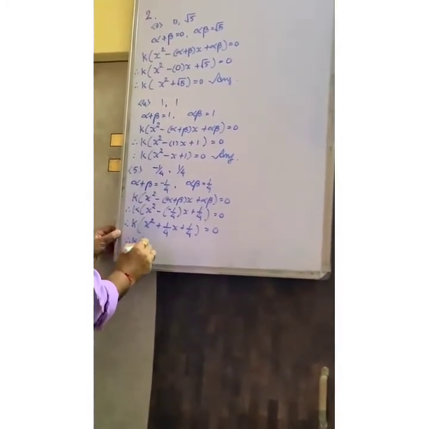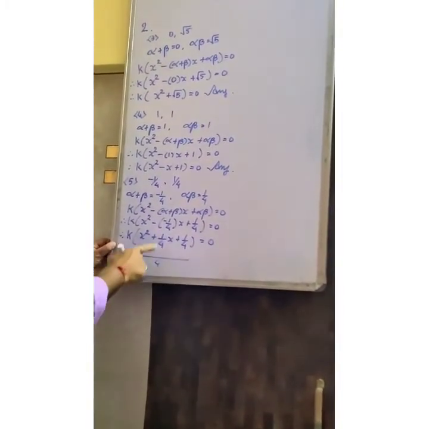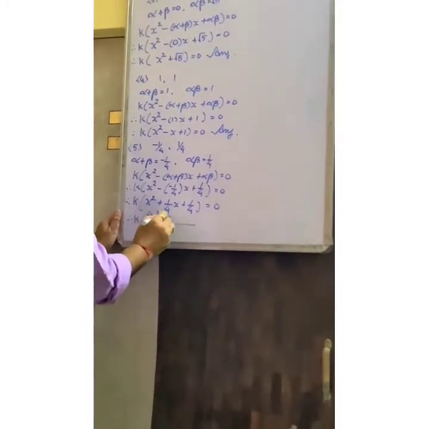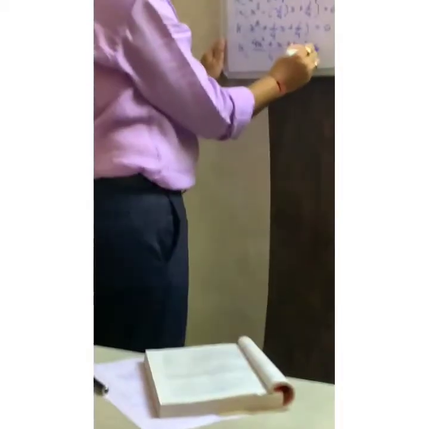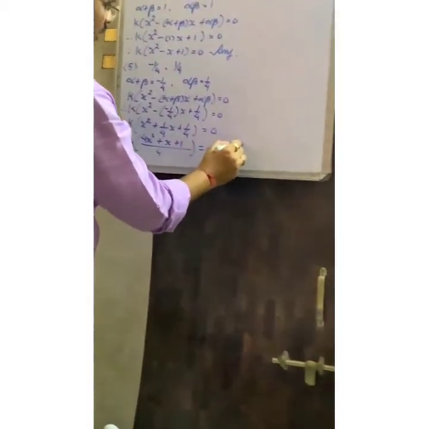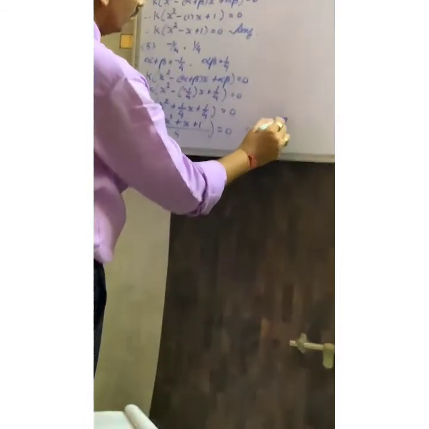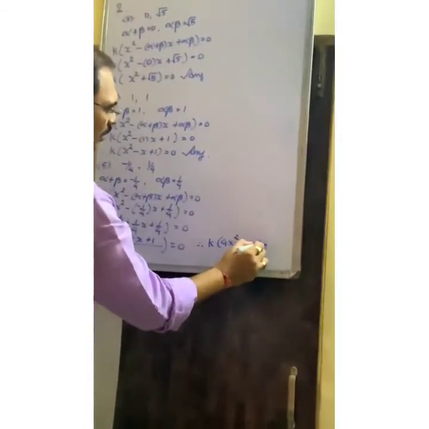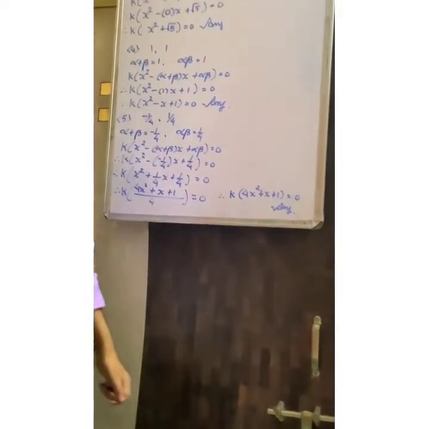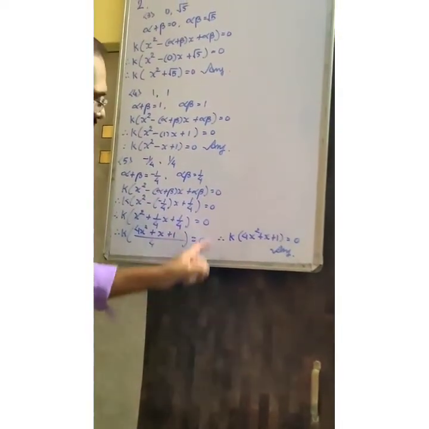4 LCM, multiplied 4 here, 4x square. Now no need to multiply. 1x plus 1 equal to 0. Take 4 which is in division, other side it will be in multiplication. So k 4x square plus x plus 1 equal to 0. This is the final answer. K is constant, remember this thing.